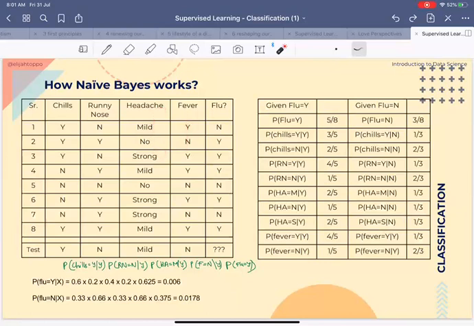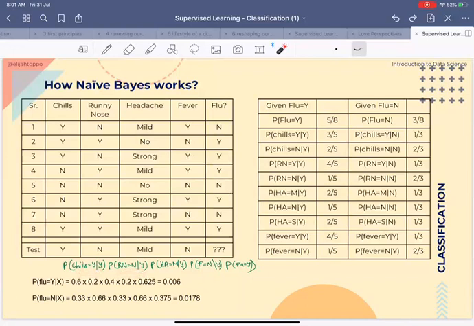Does naive Bayes have a problem? Yes, it does. The naive part of naive Bayes comes by multiplying these together. So here, what we are saying is the probability that someone has chills has nothing to do with the probability that they have a runny nose. But we know in real life that is not true, right? There is some correlation between feeling cold and having a runny nose. They are very much correlated together, right?